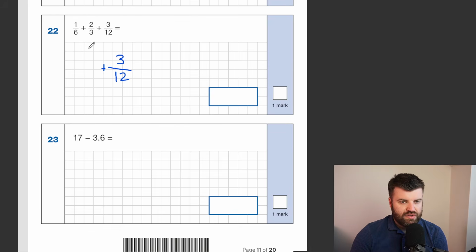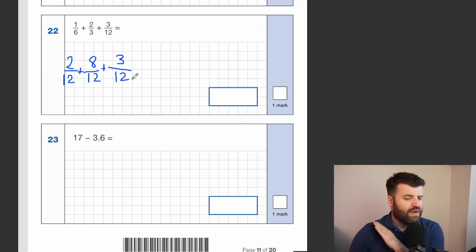Let's look at the middle one, 2/3. Well, how do I make that out of 12? 3 times 4 is 12. So do the same to the top to maintain equivalence. We get 8/12. And the first fraction, 1 over 6. Well, there are 2 6s in 12. Do the same to the top. And we get 2/12. So the question here becomes 2/12 plus 8/12 plus 3/12, which is much easier now to do. 2 plus 8 is 10, plus 3 is 13, and the answer is 13/12, which is acceptable.